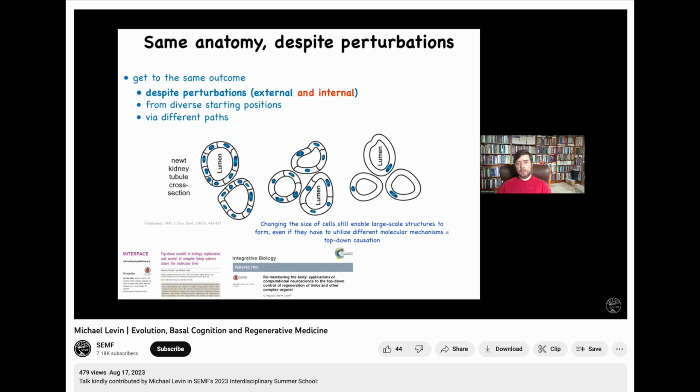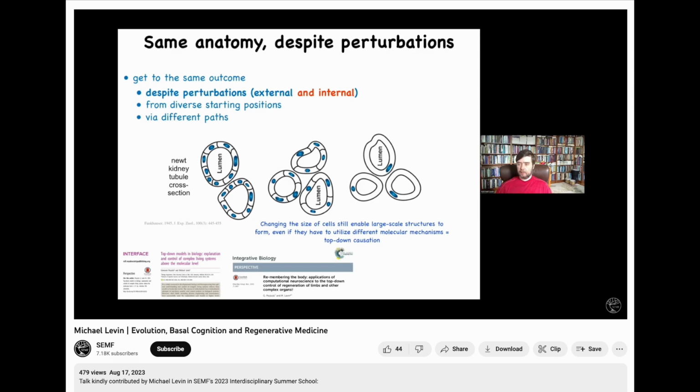But what you can do is you can make newts with extra genetic material. And the first amazing thing is that you still get a normal newt, even though you have multiple copies of the chromosomes. That's already amazing. But what happens is the cells get bigger to accommodate the extra copies of the genomes. And as the cells get bigger, it turns out that fewer and fewer of them will work together to make exactly the same size lumen. So that's amazing thing number 2. They scale their collective behavior to the size of the cells.